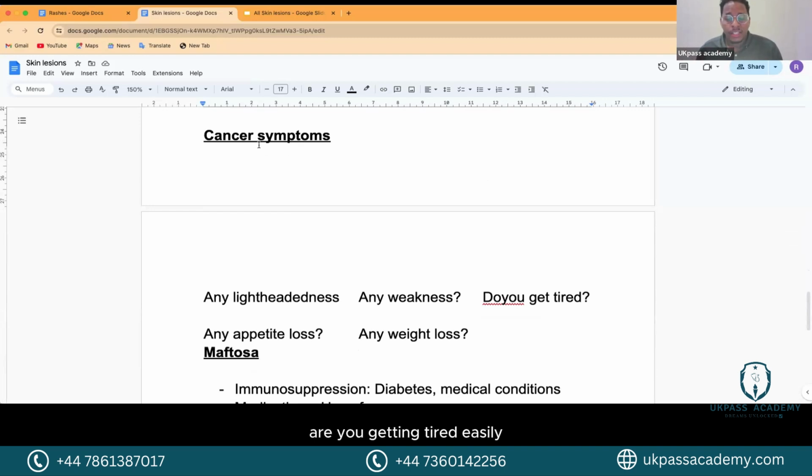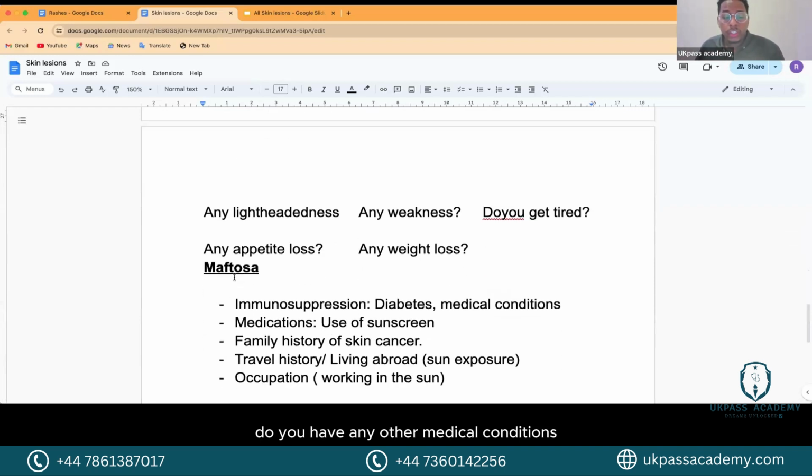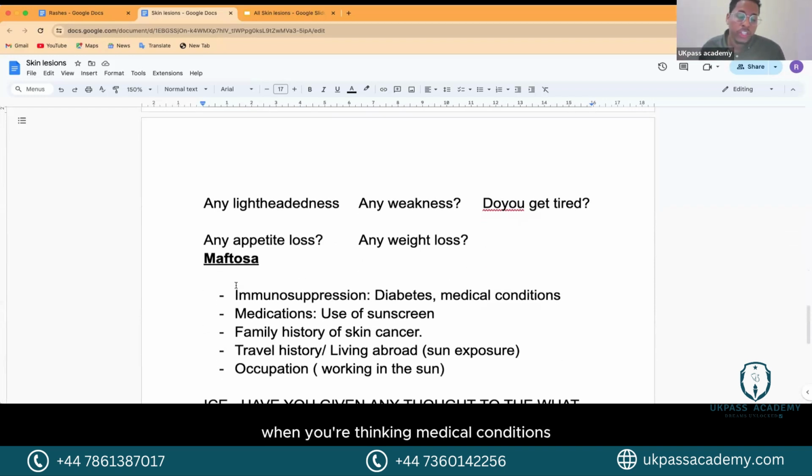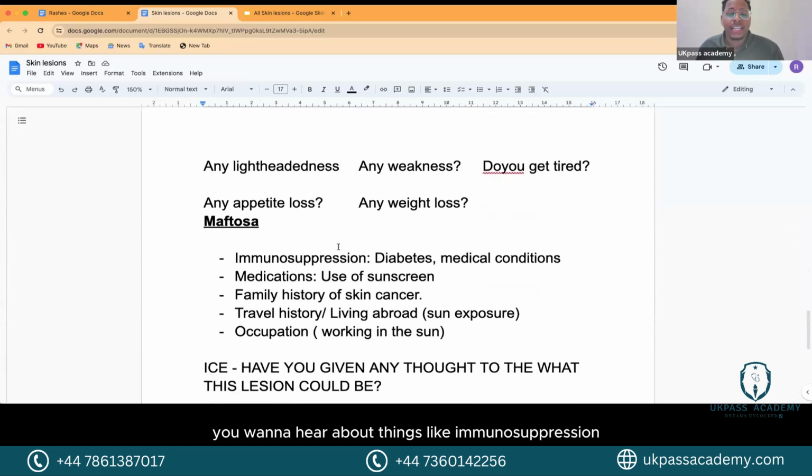Are you getting tired easily? How's your appetite in general? Is everything okay? Have you by any chance lost any weight? Do you have any other medical conditions? When you're thinking medical conditions, you want to hear about things like immunosuppression. I have diabetes, or I have a comorbidity, rheumatoid arthritis, and I take methotrexate. That's immune suppression. Are you on any medication?